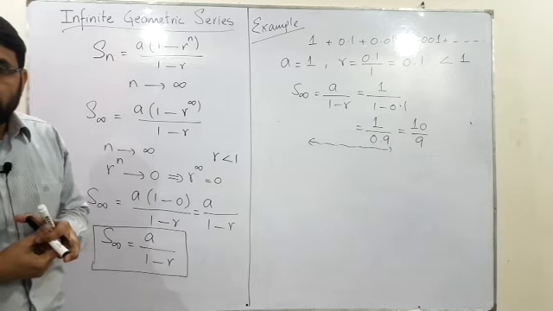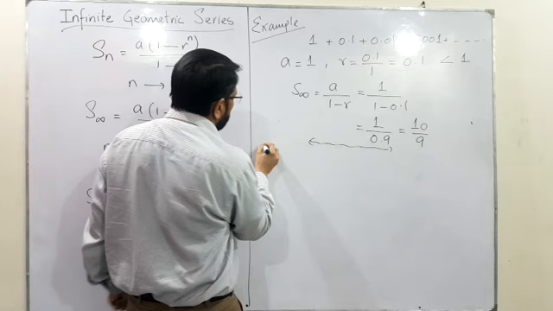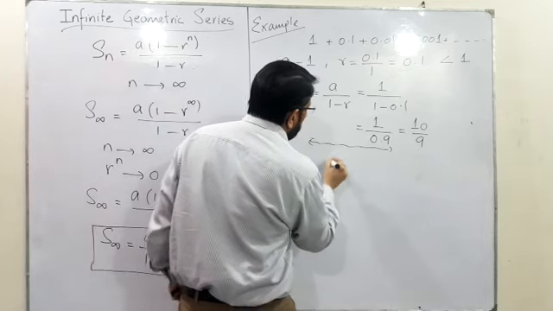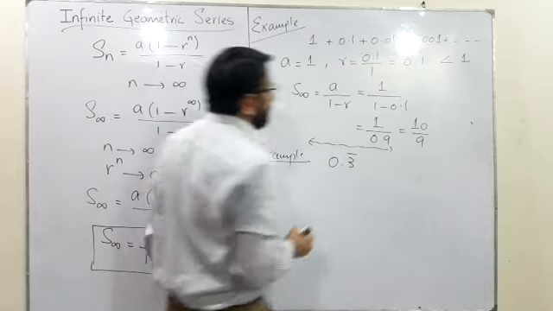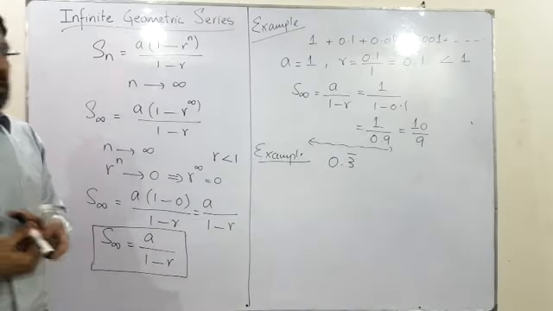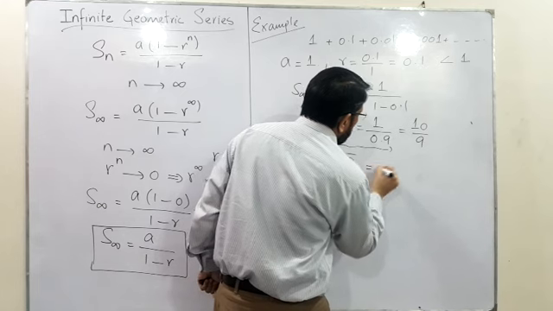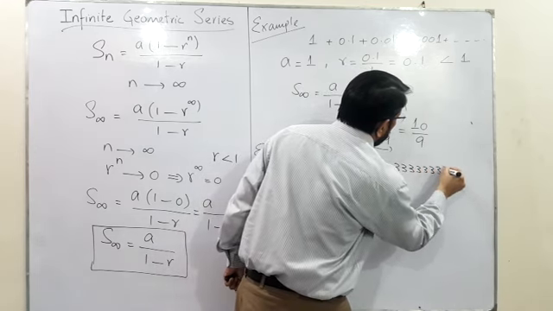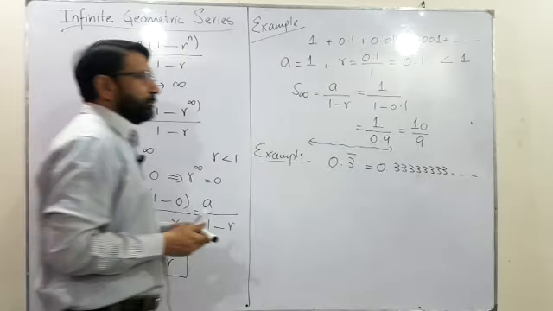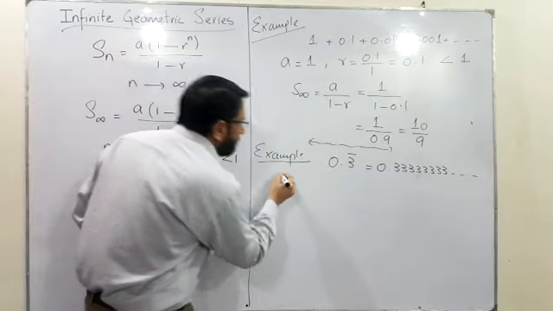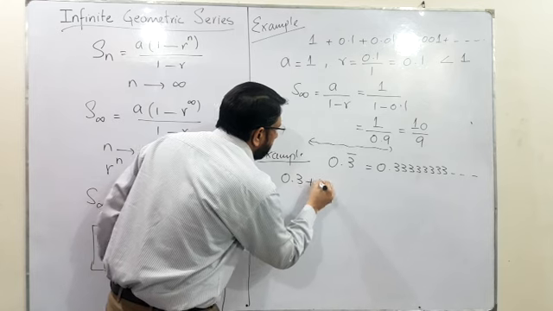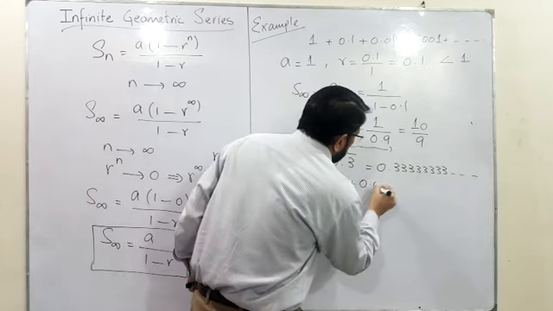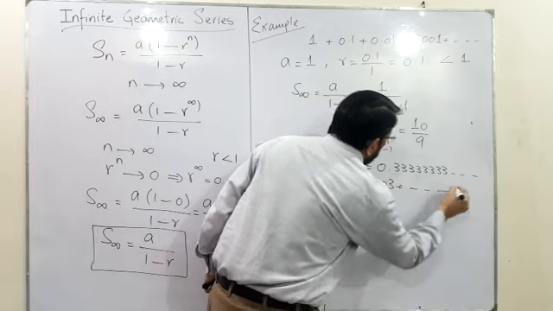Recurring decimals. For example, when we have 0.3 bar, this actually means 0.33333 and so on. And we can write it in this way: 0.3 plus 0.03 plus 0.003 and so on.